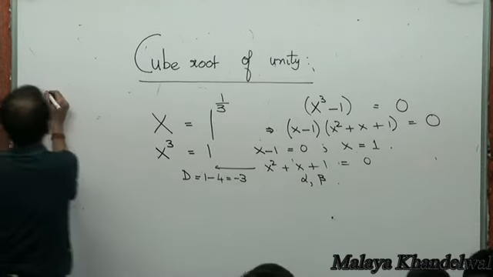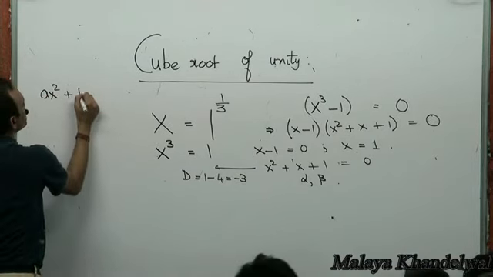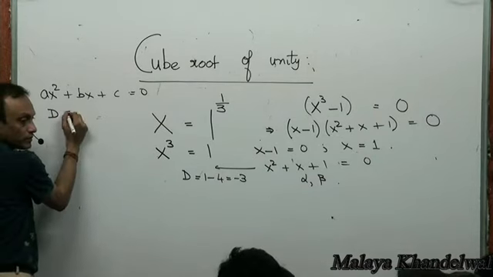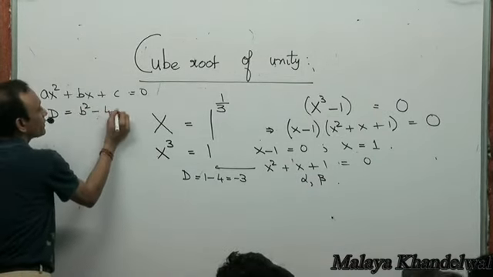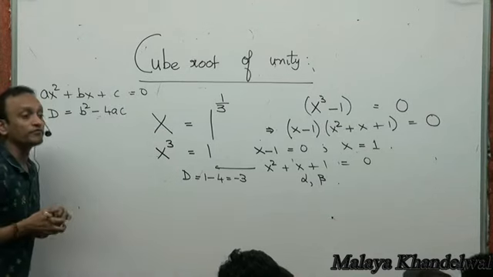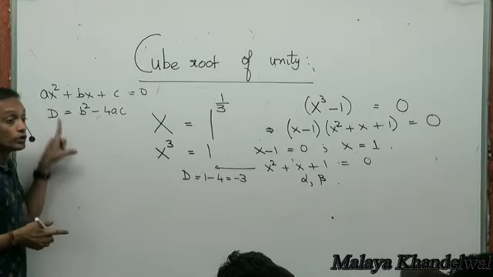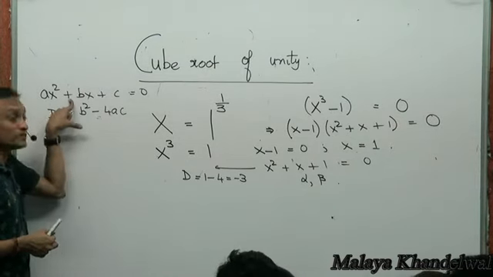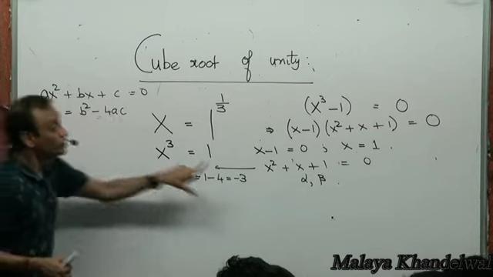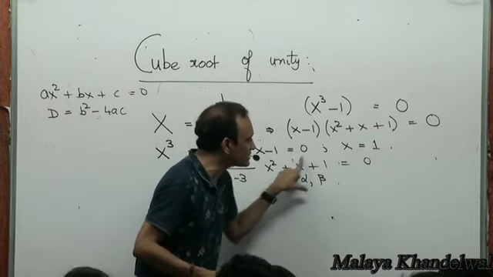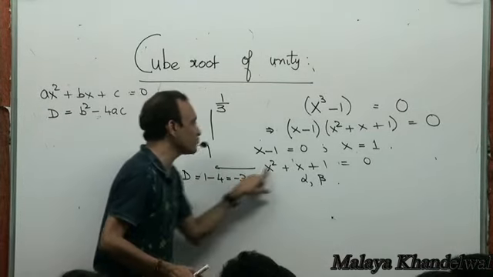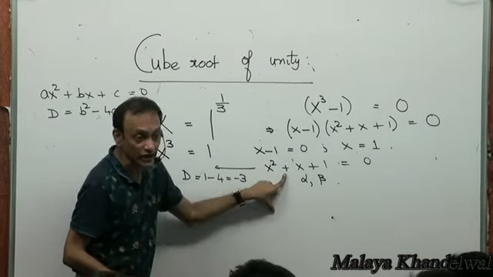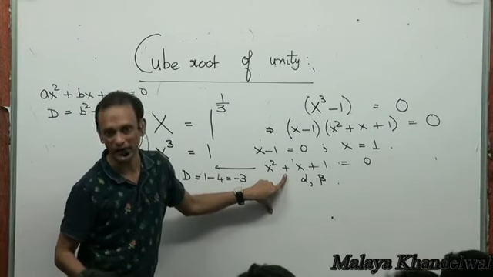If there is a quadratic equation, ax squared plus bx plus c equal to 0, what is its discriminant? b squared minus 4ac. For this quadratic to have real roots, it must be greater than or equal to 0. But if it turns out to be less than 0, that means the roots must be complex, right? In this quadratic a is 1, b is 1, c is 1. b squared minus 4ac is minus 3, which is negative. Therefore, the roots alpha and beta of this quadratic must be imaginary or complex, right?